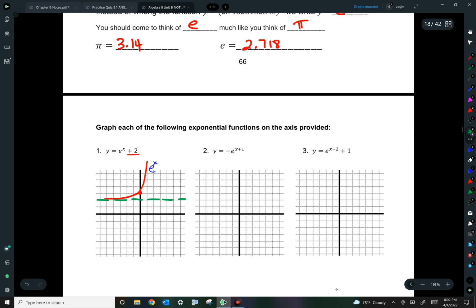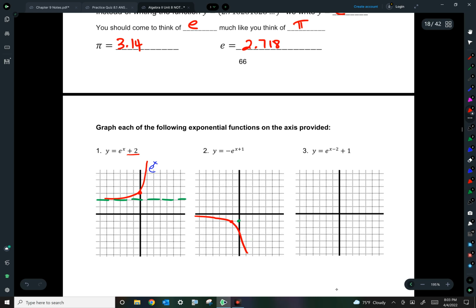Okay, on number 2, so again, the basic e to the x is right here. So what does that negative do? It flips it across the x-axis. So it goes through now -1, and if I flip it across, now it's going this direction. All right, and then what does that +1 do? Well, it's up in the exponent, so it moves it 1 unit to the left. So my final graph, 1 unit to the left, still leveling off at 0.